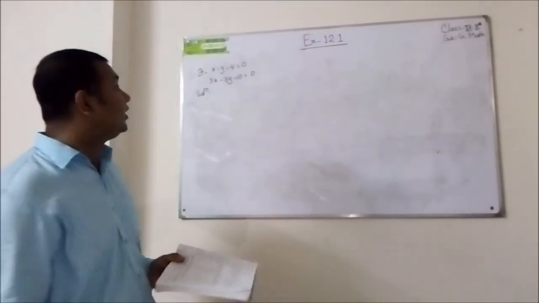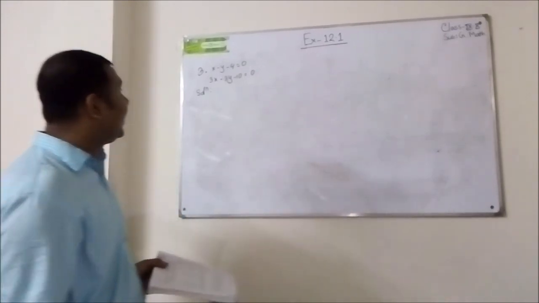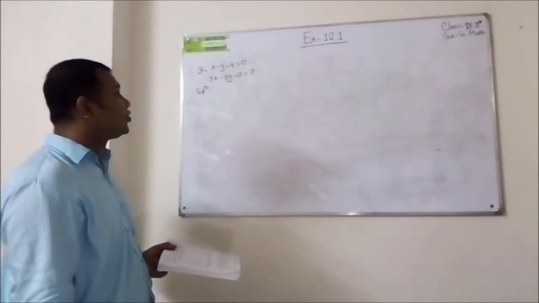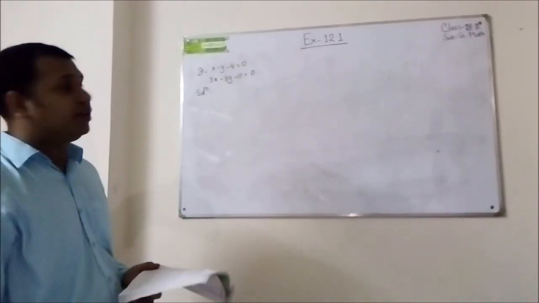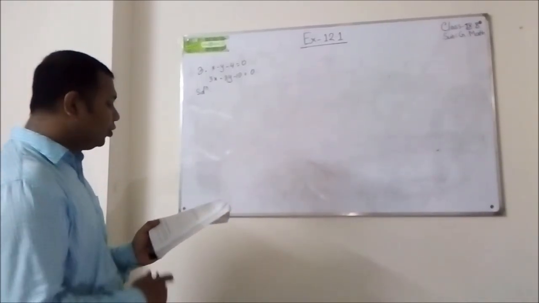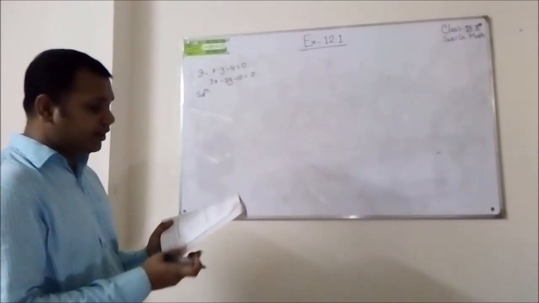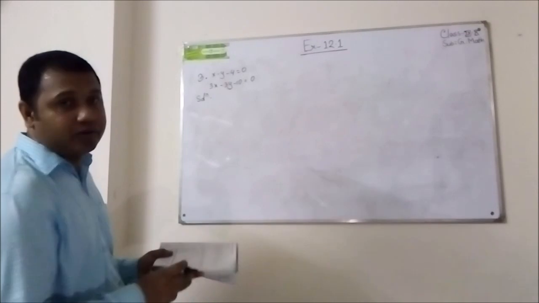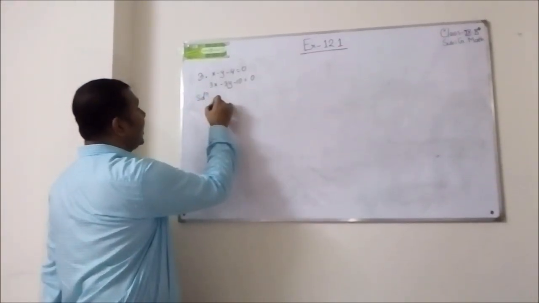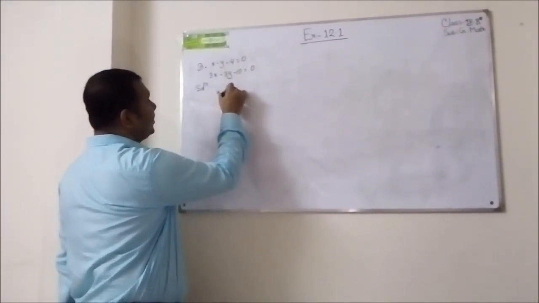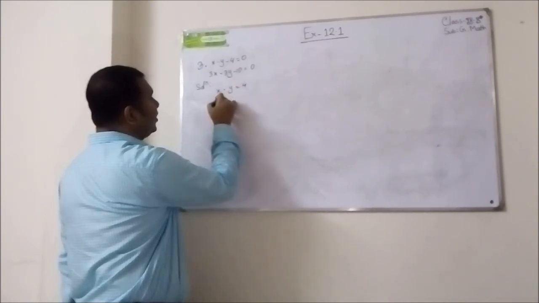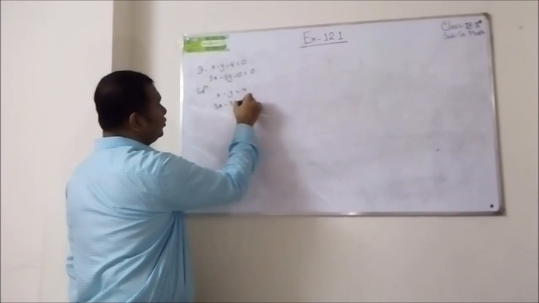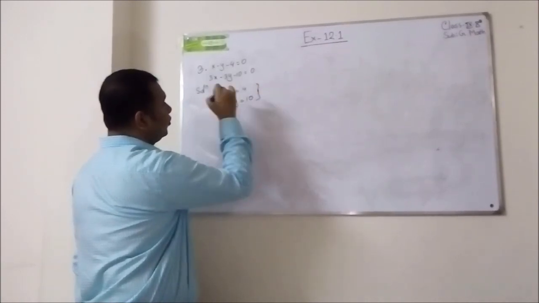Okay, here is number 3. Question number 3 is written on the board: x minus y minus 4 equal to 0, 3x minus 3y minus 10 equal to 0. You can see the question is not in the standard form, so you have to just change the sign of the constant part. So we will write it this way: x minus y equal to 4, 3x minus 3y equal to 10.